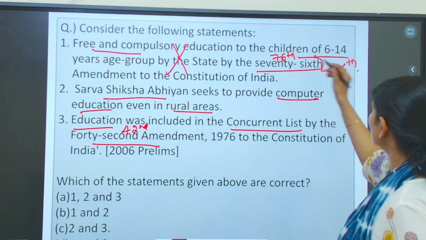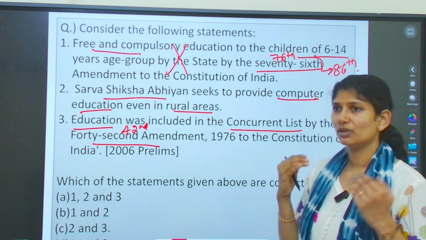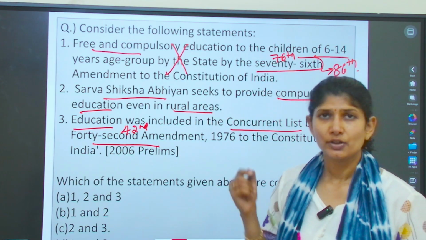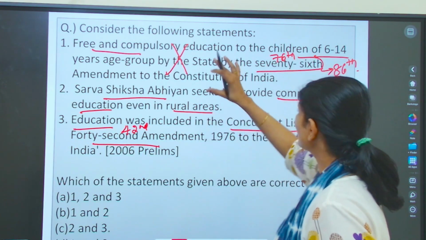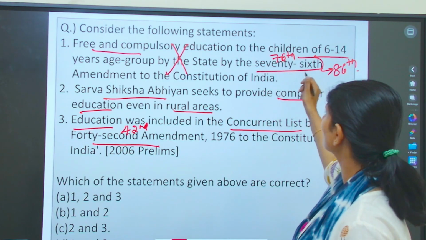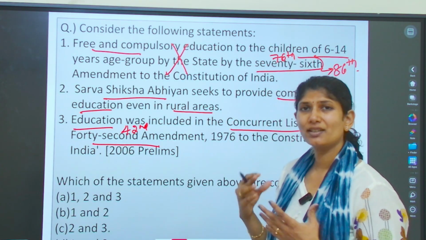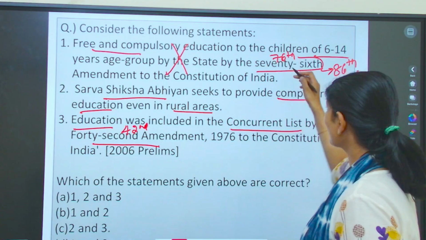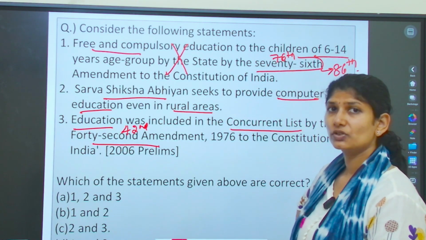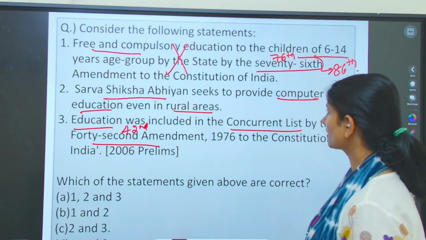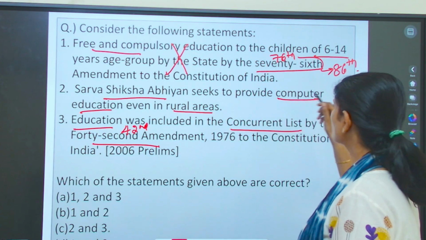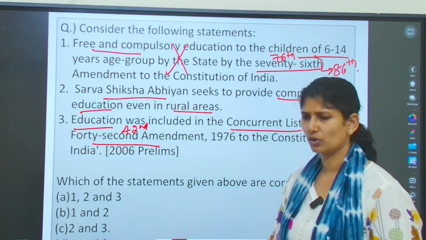Just with this change, and like I told you, let's say you are in a hurry, you are somewhere around question 78, 79, and you tend to neglect these keywords. When you read and go, it might appear like, yes, this is true. That is why I will write it down like this. So when you see the number, it will strike somewhere. Understanding? Next. Sarva Shiksha Abhiyan seeks to provide computer education even in rural areas.